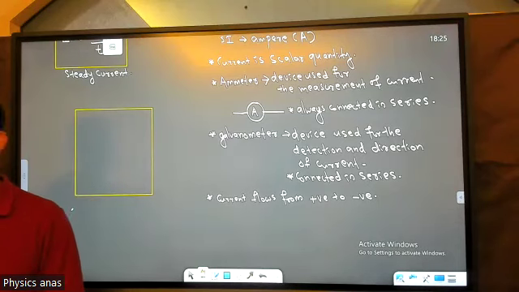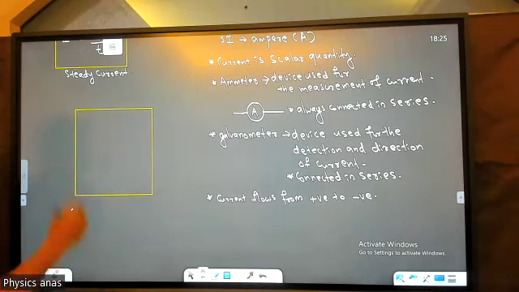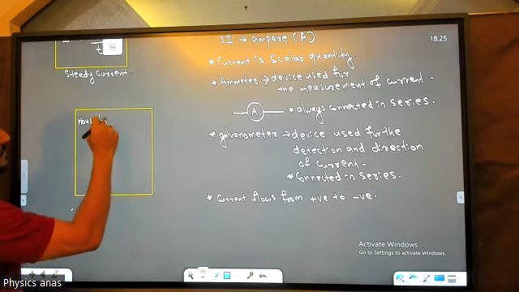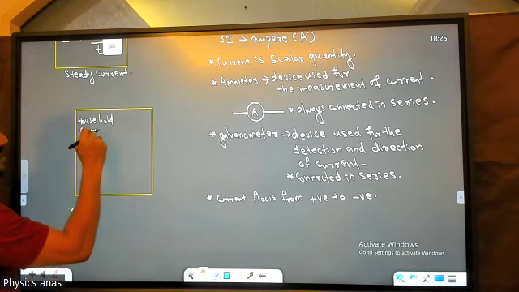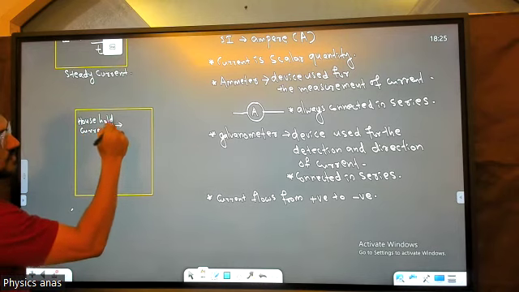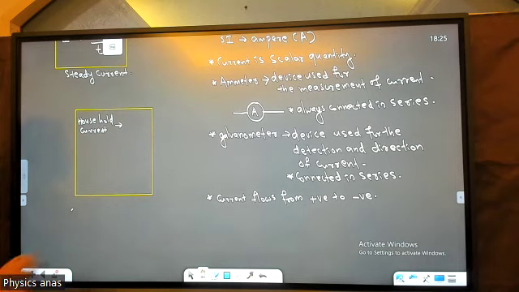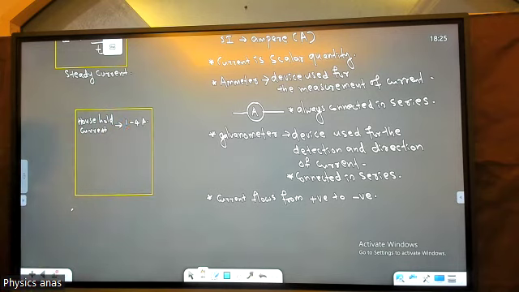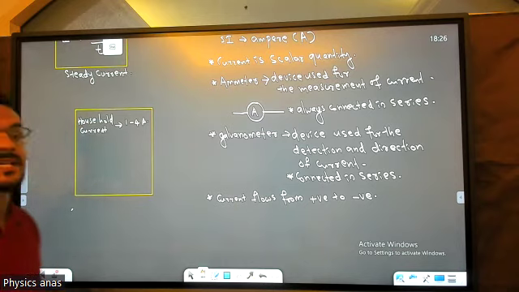First one is household current. Household current is alternating current. It will be in the range of 1 to 4 ampere. Is that okay?